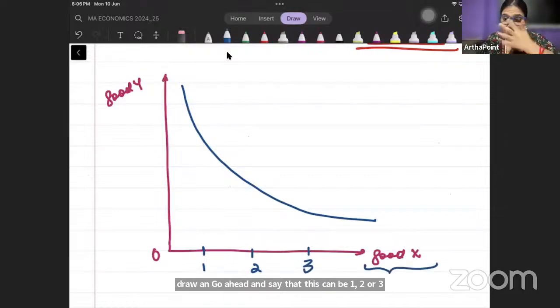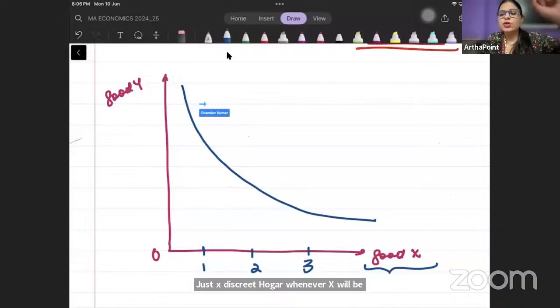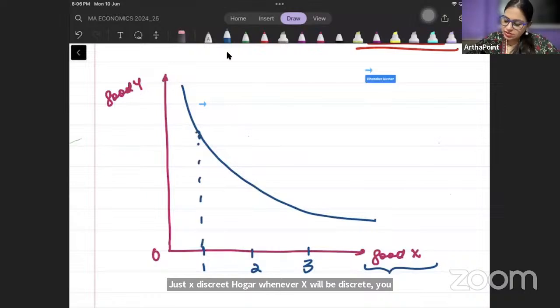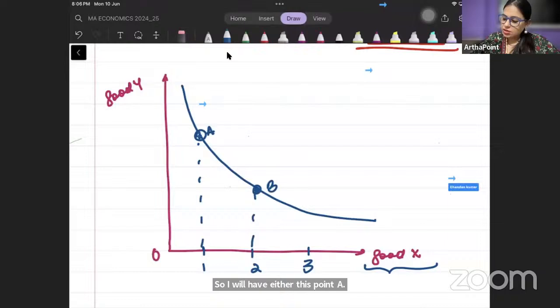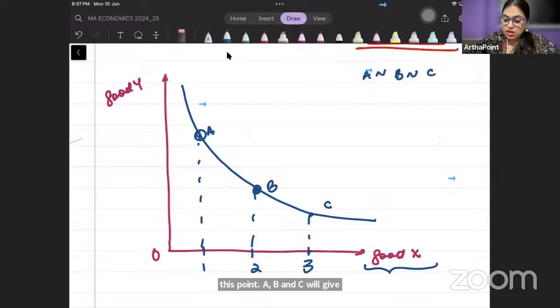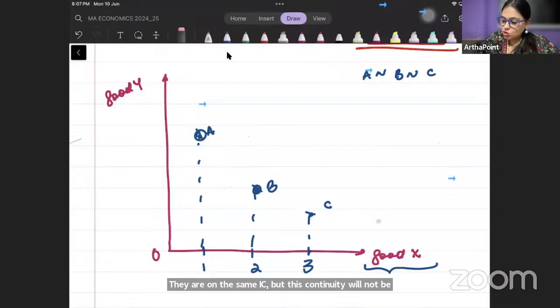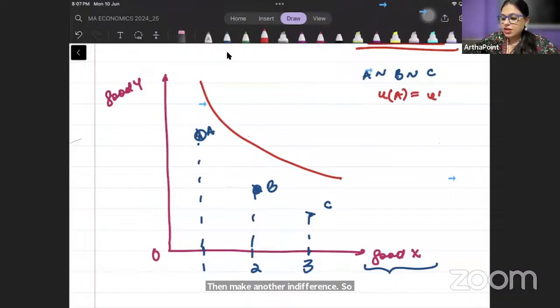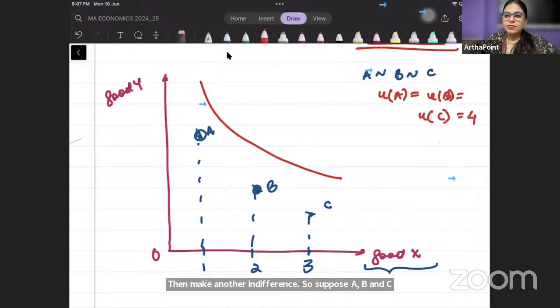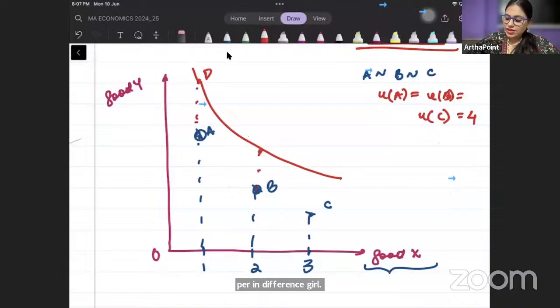Whenever X is discrete, you can only consume either 1 unit, 2 units or 3 units. So I will have either this point A, this point B, or this point C. A, B, and C will give me the same utility. They are on the same IC, but this continuity will not be there, as I can only consume them in discrete amounts. Then make another indifference curve. So suppose A, B, and C represent that my utility is 4. Then make another indifference curve. Here I can consume point D or point E, because again discrete amounts, or point F. Again, points D, E, and F will give you the same amount of utility.